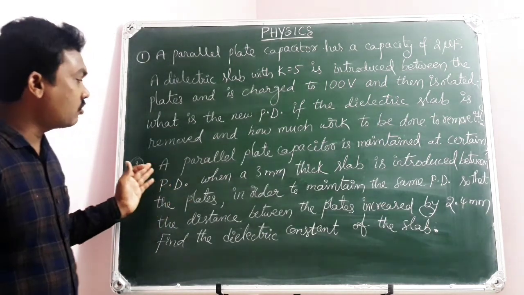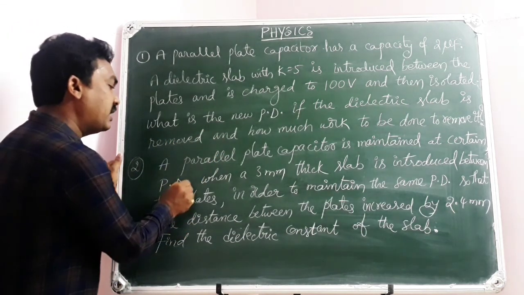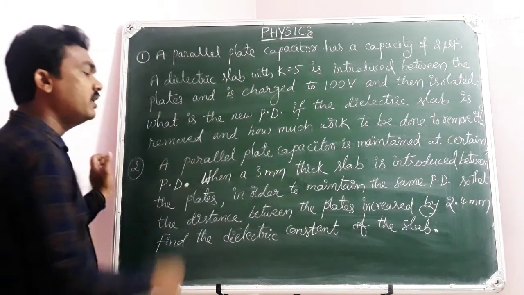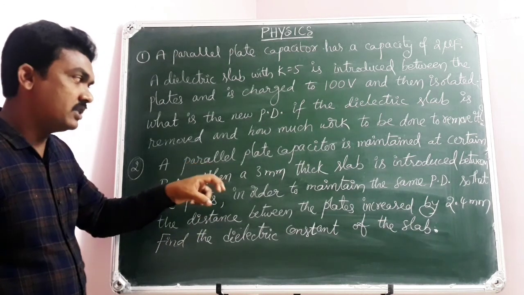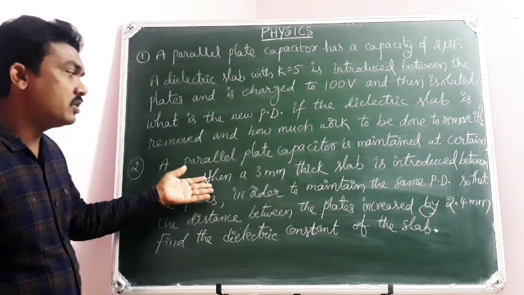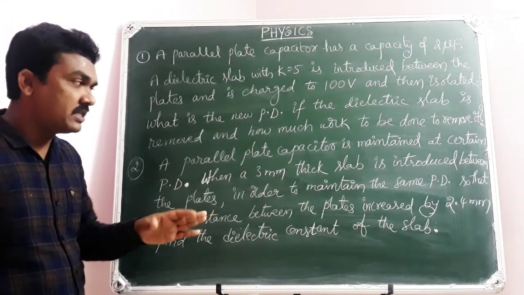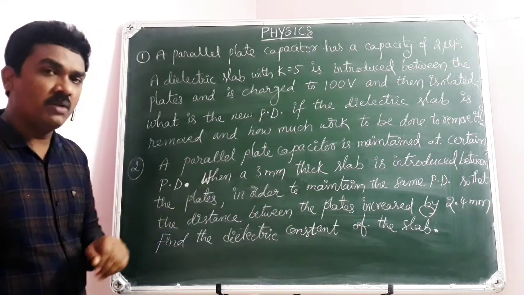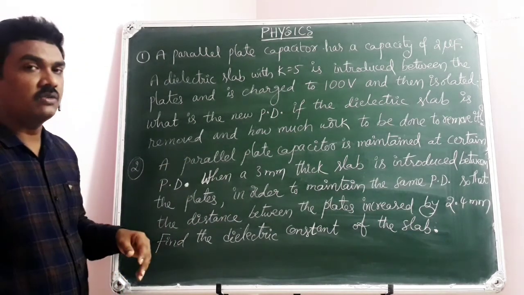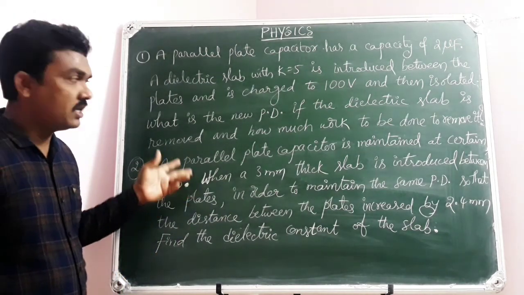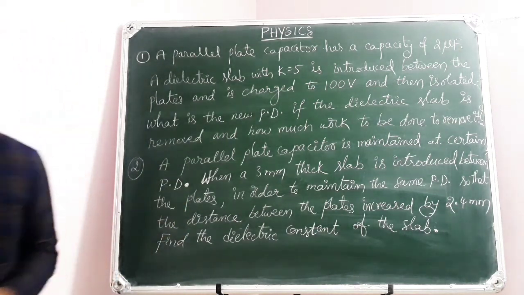And another question: a parallel plate capacitor is maintained at some potential difference. But when a 3 mm dielectric slab is introduced between the plates, the potential difference is going to vary. But in order to maintain the potential difference, the distance between the plates has been increased by 2.4 mm. Then find the dielectric constant of the slab. So these 2 questions we are going to discuss. Keep the video in pause and write down these 2 questions. Okay, we will discuss these 2 solutions.